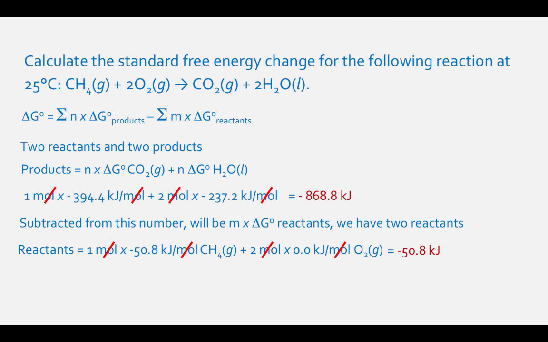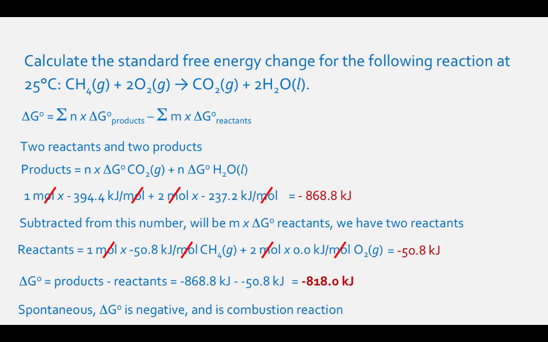To find the delta G naught of the reaction, subtract the reactants from the products. This will equal negative 868.8 kilojoules minus negative 50.8 kilojoules, which equals negative 818.0 kilojoules. This reaction is definitely spontaneous because it is a combustion reaction.